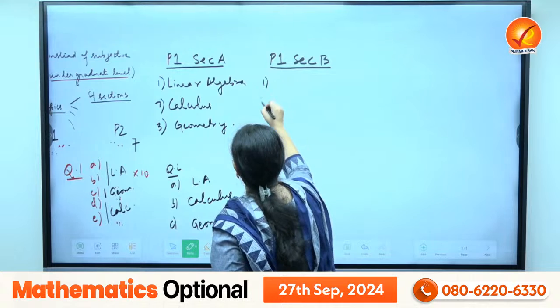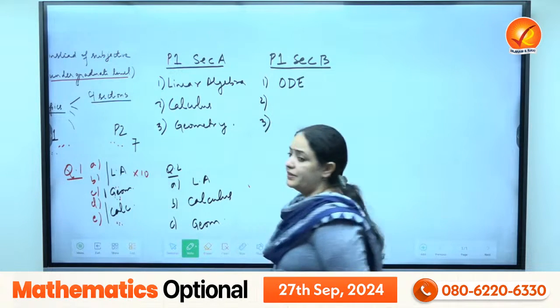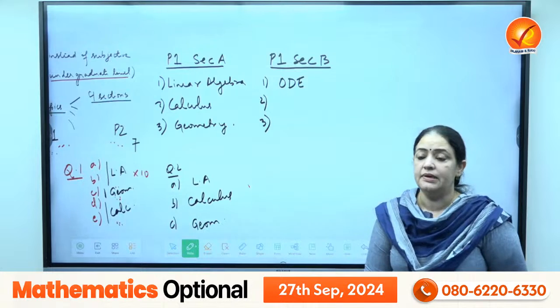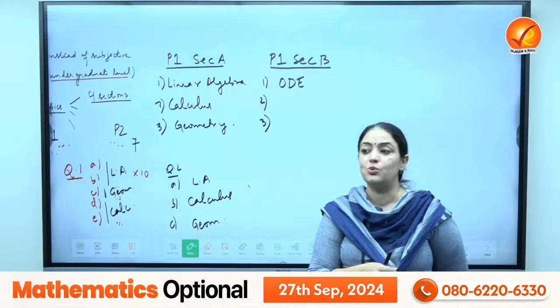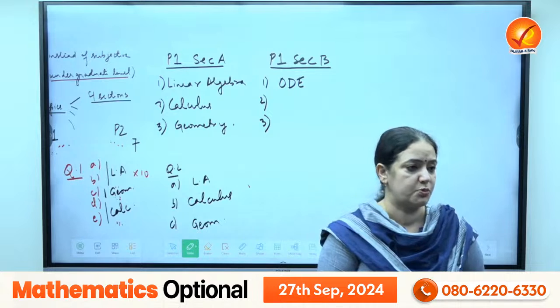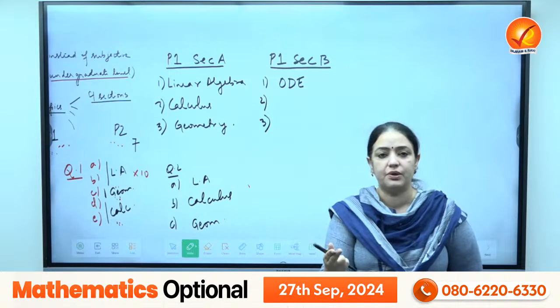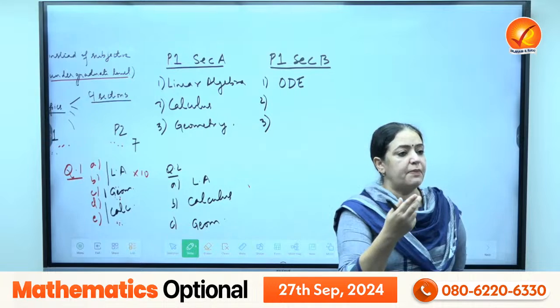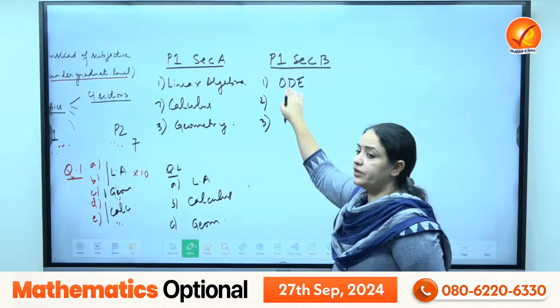Paper 1, section B has again 3 topics. It starts with something called ordinary differential equations, right? Like I said, when you download the syllabus, you will realize what exactly in ordinary differential equations has to be covered. For example, there's variable separable, exact equations, linear equations, part of complementary function is given, higher order differential equations, first order higher degree.